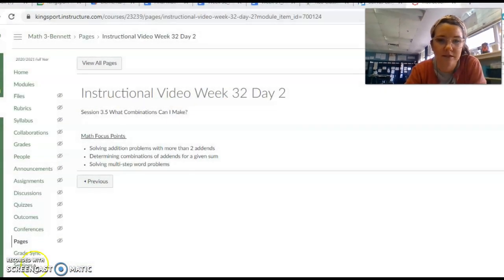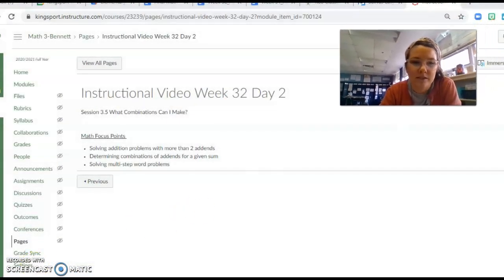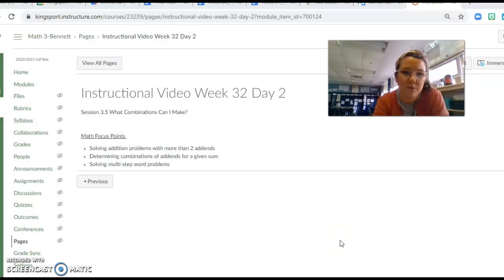Well, here we are, still in Unit 7 in Session 3.5. So before we get started with today's task, we're going to read our math focus points. Today we'll be solving addition problems with more than 2 add-ins. We will be determining combinations of add-ins for a given sum, and we will be solving multi-step word problems.